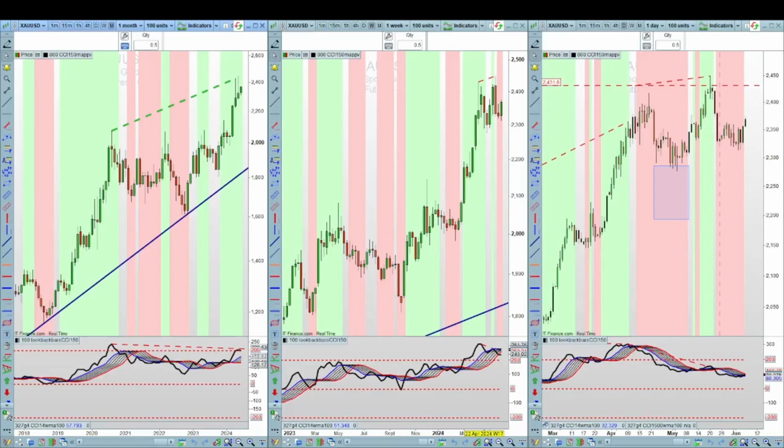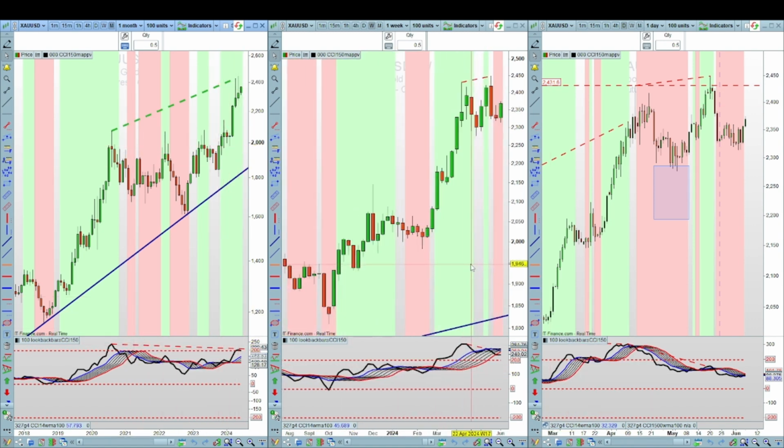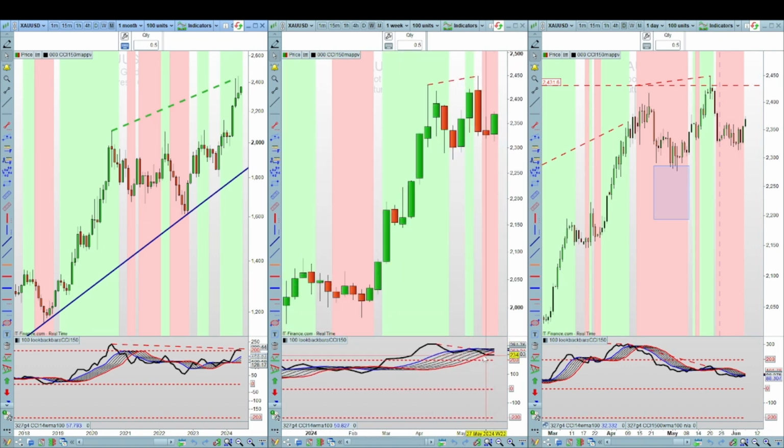So first looking at gold on the trends, you've got the monthly here and you see it's bullish. The CCI is above the moving averages, although notice we've got a bearish divergence, lower highs on the CCI versus higher highs on the price. That's a bearish divergence. On the weekly, another bearish divergence.